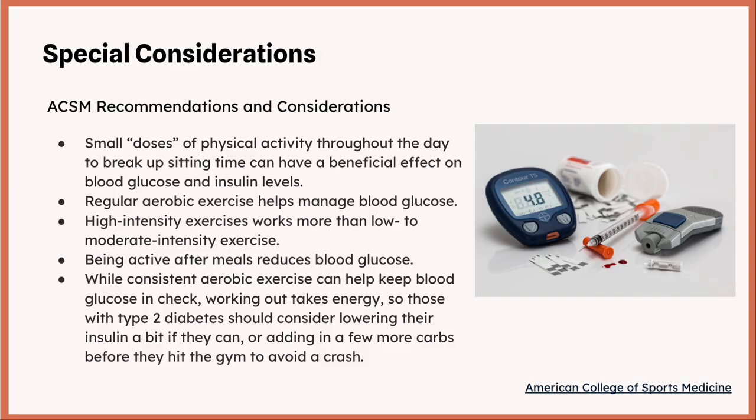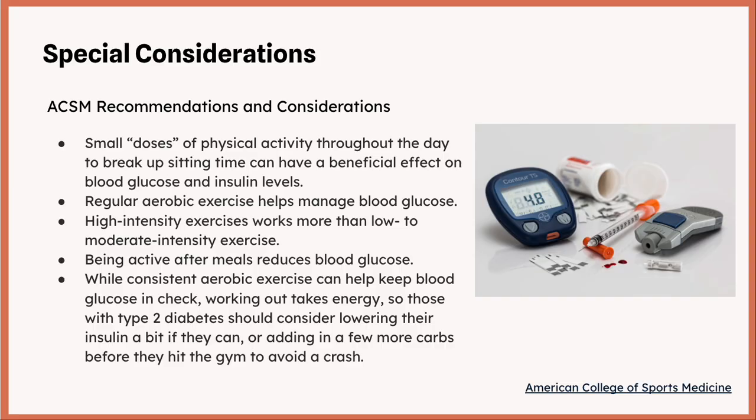Regular aerobic exercise helps manage blood glucose, obviously, through the muscle contractions, getting calcium in the second way. HIIT exercises or more intense workouts are gonna work more than moderate or low intensity exercise. While consistent aerobic exercise can keep blood glucose in check, working out's gonna take energy, and it's gonna diminish those blood glucose stores.